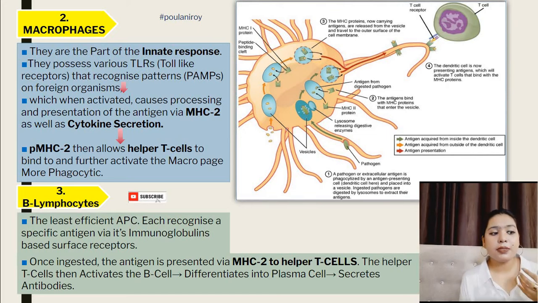Now the T helper cell then activates. The T helper cell's work is to activate the B cells, which will further differentiate into the plasma cells as you can see in the diagram, and also it will secrete what? Your antibodies, so that antibody can further go and cause the antigen antibody reaction. So that's all for this slide too.